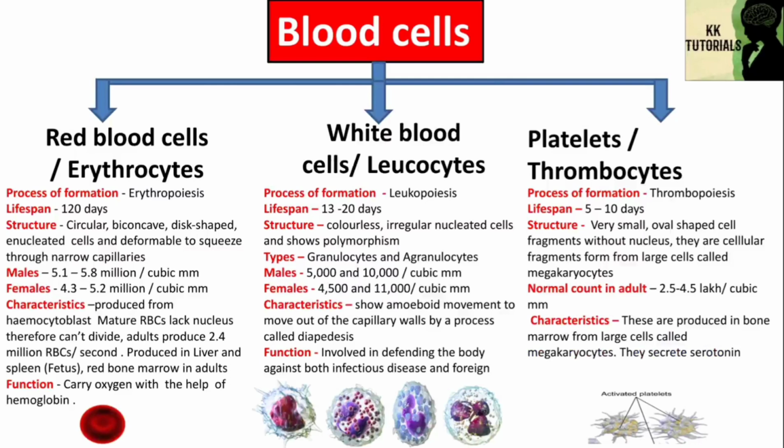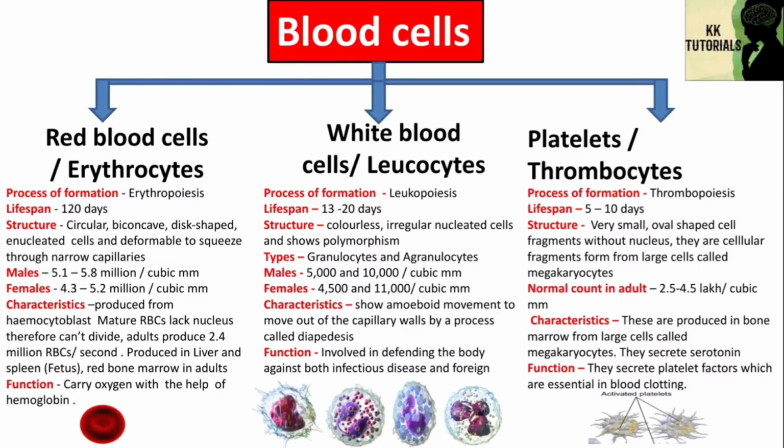Platelets secrete platelet factors which are essential in blood clotting. They also seal ruptured blood vessels by formation of a platelet plug. They secrete serotonin, a local vasoconstrictor.